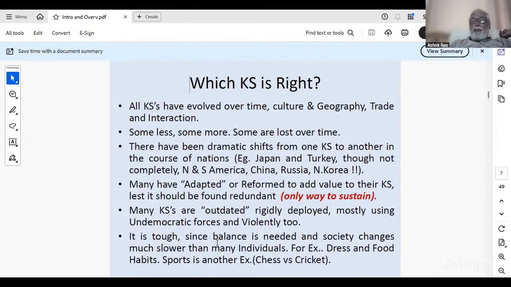It is tough since balance is needed for society, and society changes much slower than an individual. Individuals change much faster. Expecting the society to change is a lot more difficult, a lot slower. You can see here, trends and food habits, sports, all this, we make very quick changes and we enjoy or we feel we are comfortable, whatever it is. Okay. I'll come to this later.